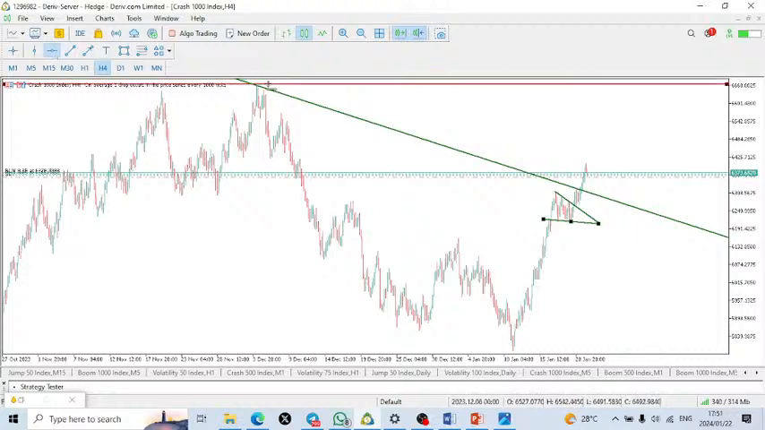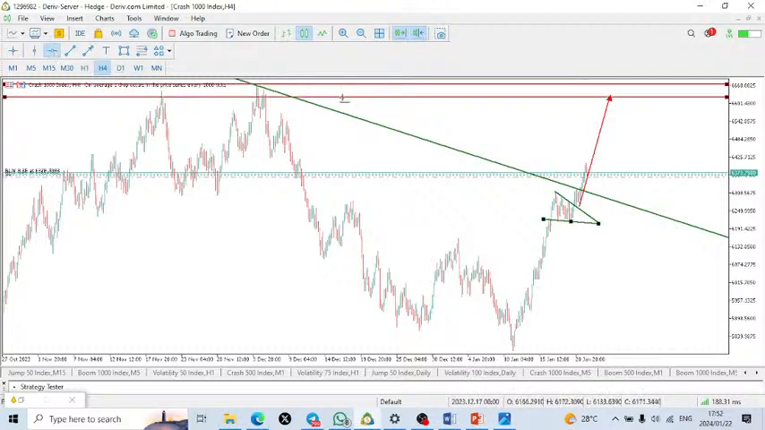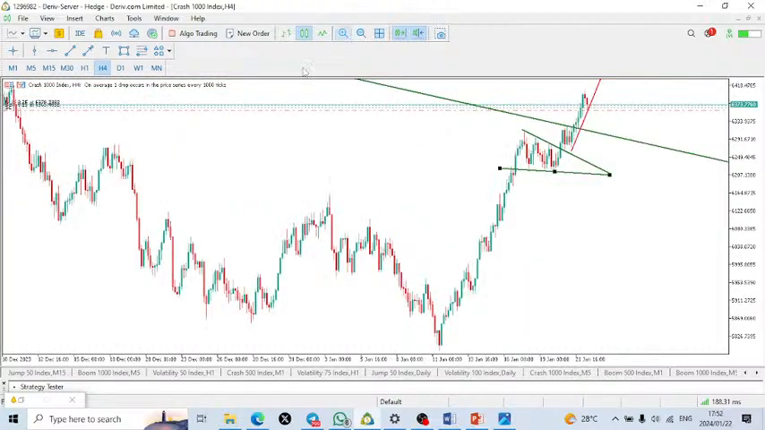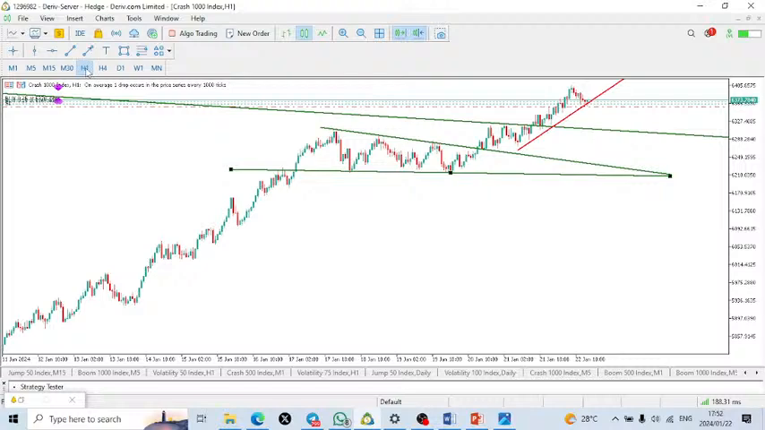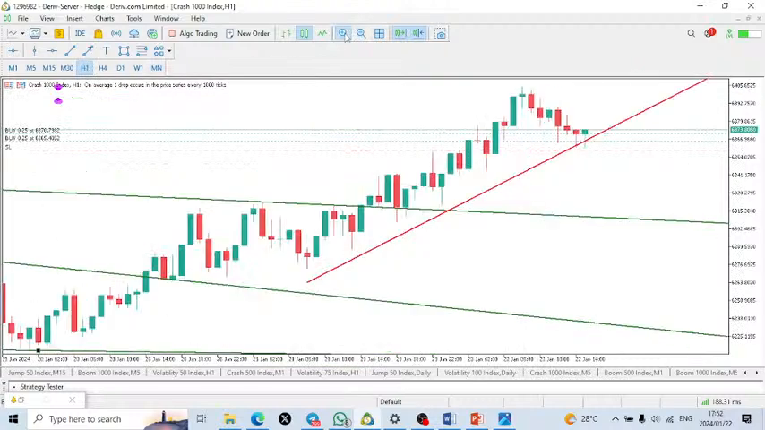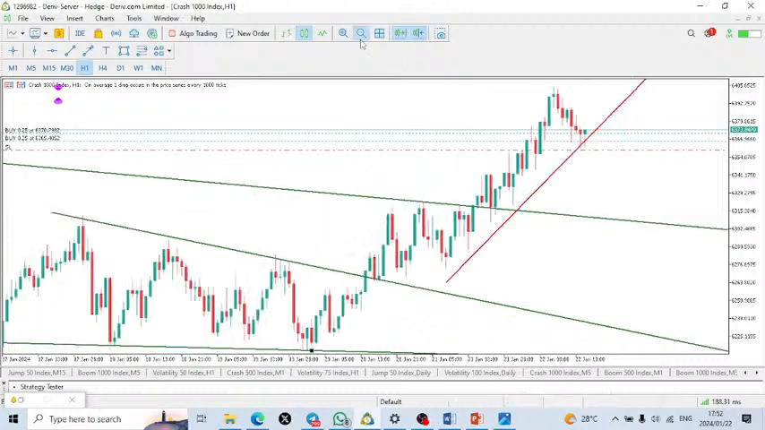There's a likelihood that price will reach this part. If I measure from here to here, the leg of this particular structure, we can see we still have room for more buying opportunities. Price is likely going to move up until it reaches that particular level where we have a resistance. So this is what I'm seeing in Crash 1000.